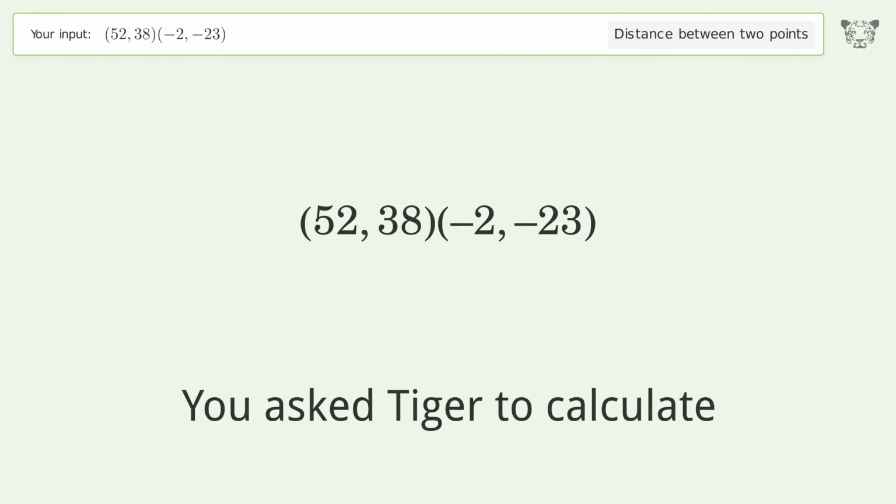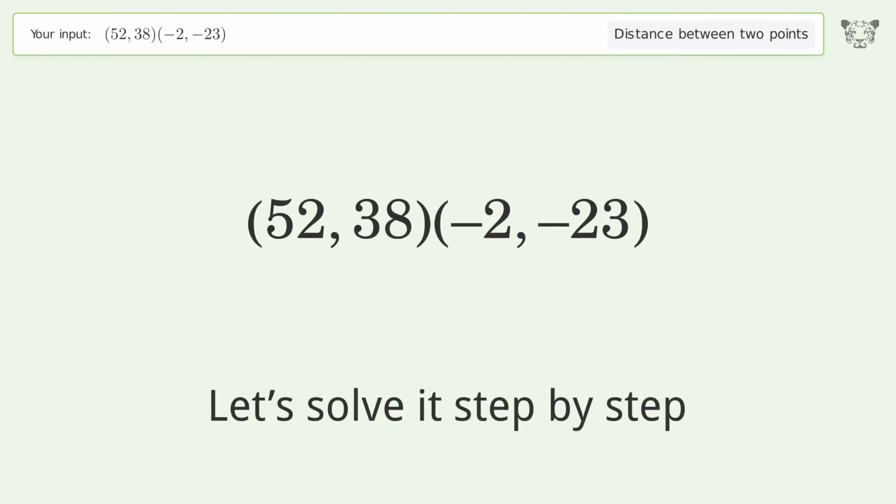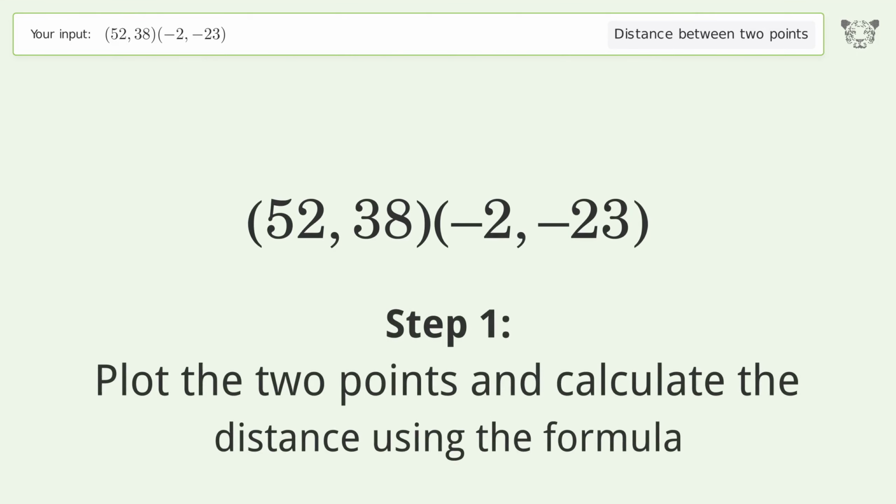You ask Tiger to calculate. This deals with the distance between 2 points. The distance between the 2 points is the square root of 6,637, or 81.468. Let's solve it step by step. Plot the 2 points and calculate the distance using the formula.